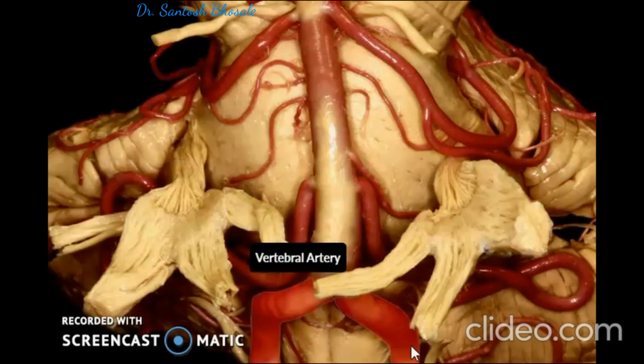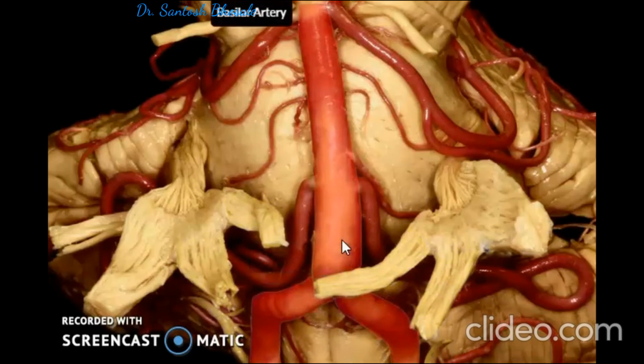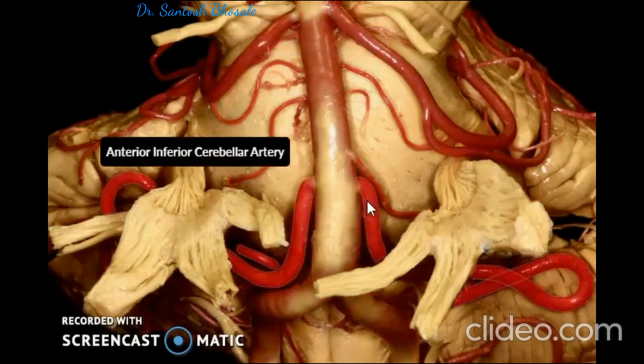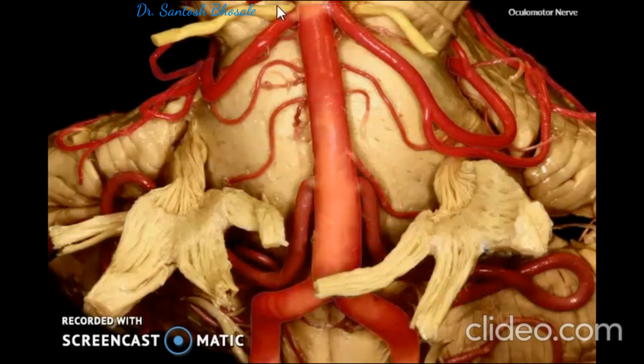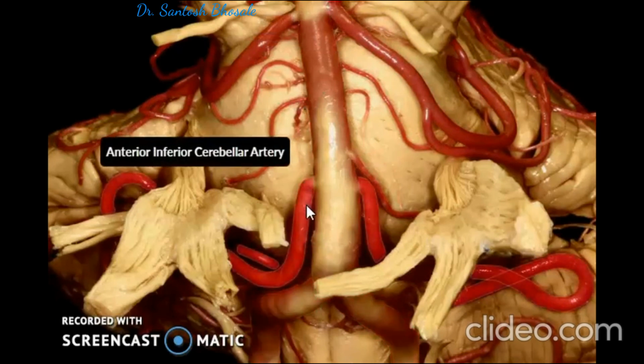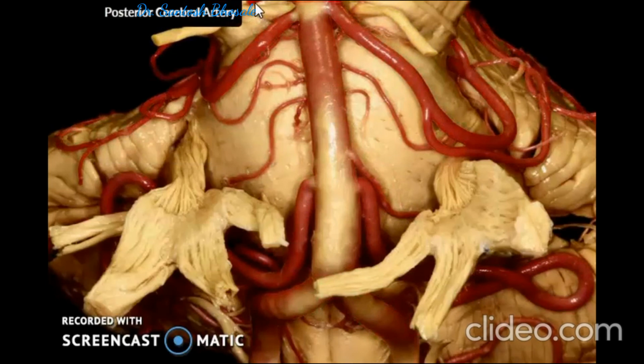It gives rise to anterior spinal artery, posterior spinal artery, and posterior inferior cerebellar artery, that is highlighted there. Both vertebrals join to form basilar artery, which predominantly supplies the pons by pontine branches, and this anterior inferior cerebellar artery and superior cerebellar artery, and it divides into two posterior cerebral arteries, which partly supply the pons and predominantly supply the midbrain. See these branches here.